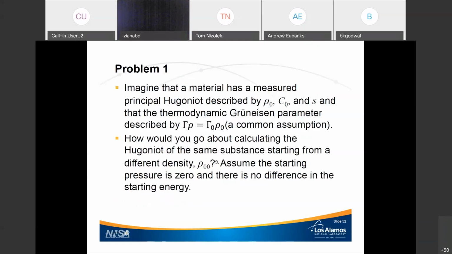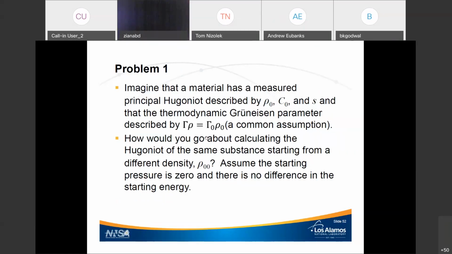So let's get to the problems here. Let's imagine that some material has a measured principal Hugoniot that's described by a rho naught, a C naught, and an S. And that there is a thermodynamic Grüneisen parameter, gamma rho is equal to gamma naught rho naught. In other words, gamma rho is a constant.